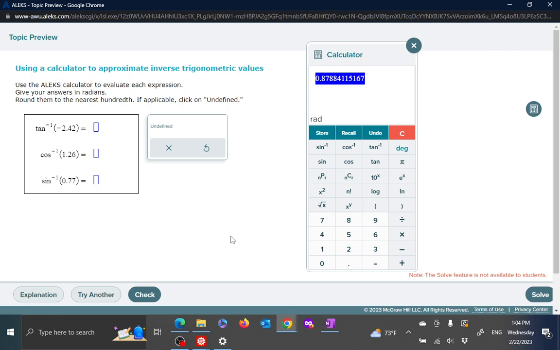So for sine and cosine, the input value cannot be above 1 or below minus 1. Tangent inverse doesn't have such a restriction. You can go all the way up or down, and you can always find an angle with that as its tangent. Okay, so that was a very short lecture.